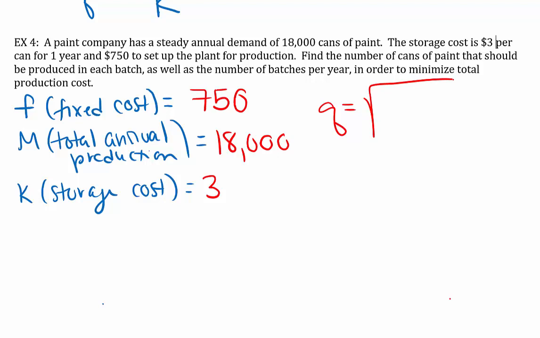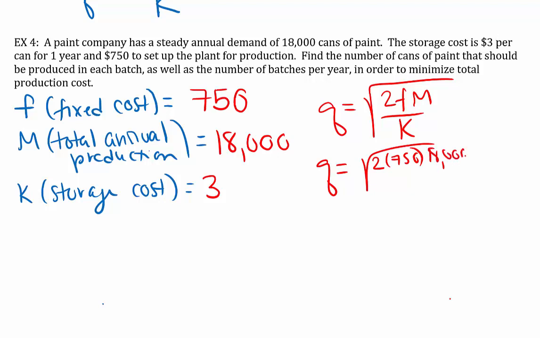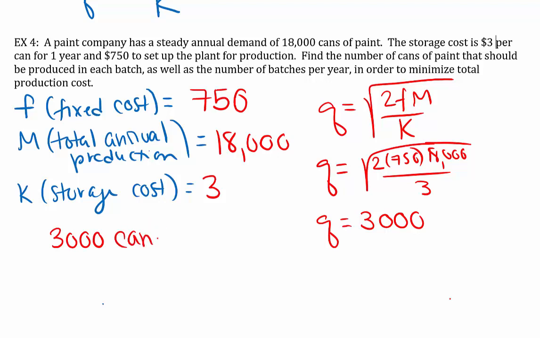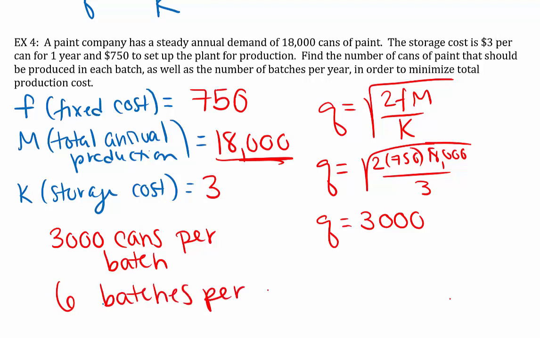Well, to find the number of cans in each batch, I am going to use that formula that I just derived for you. So I am going to plug in some numbers. We said F is 7.50, M is 18,000, and K is 3. And when I put that into my calculator, I ended up getting 3,000. And so this tells me I need 3,000 cans per batch. And if I need 18,000 cans total, well, 18,000 divided by 3,000 means we're going to have to produce 6 batches per year.